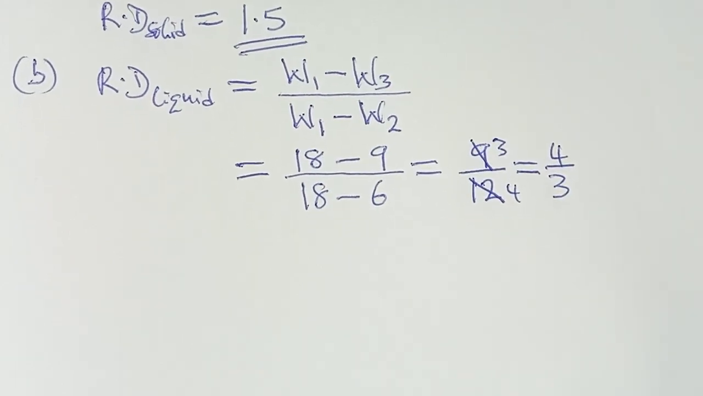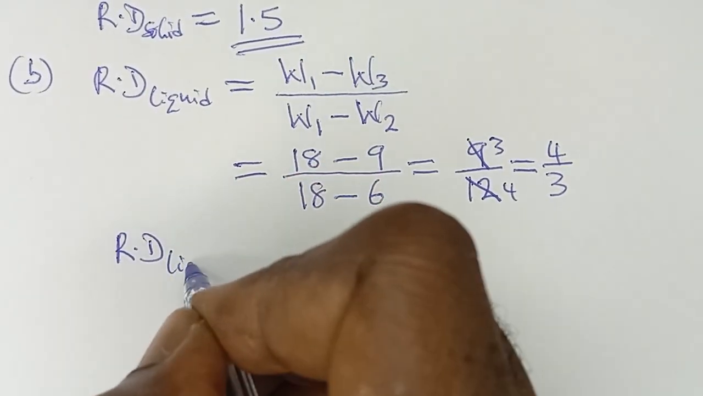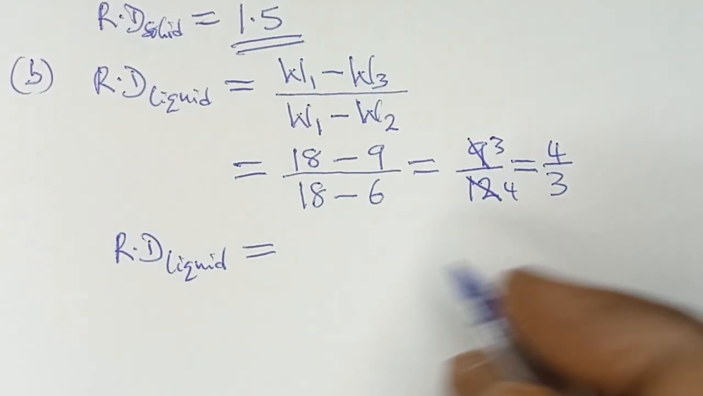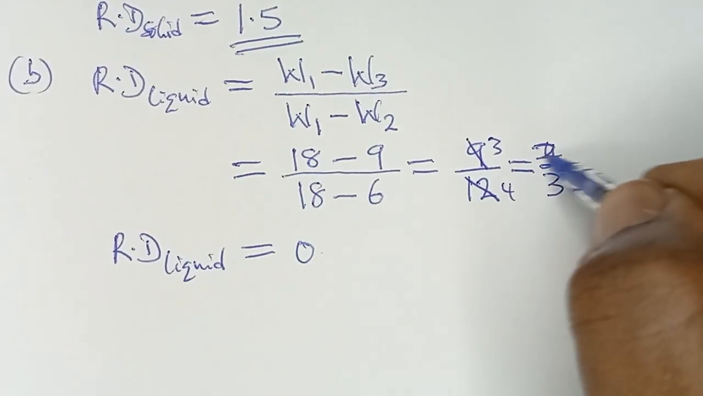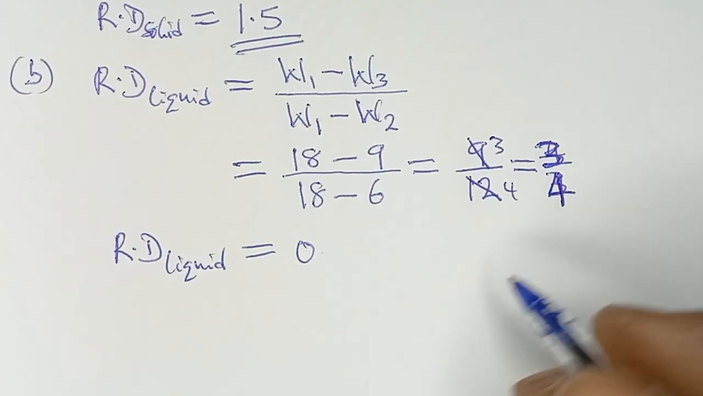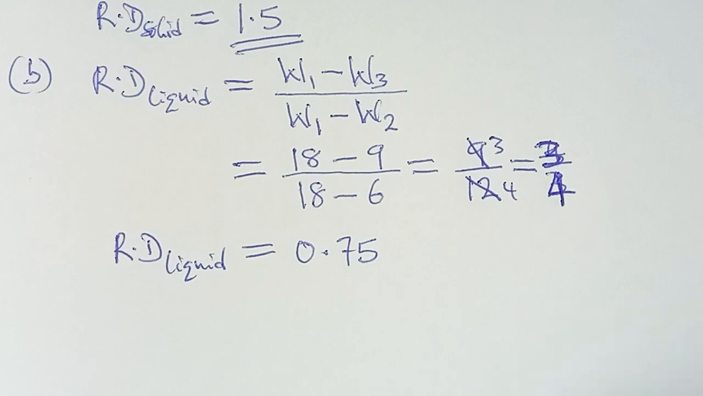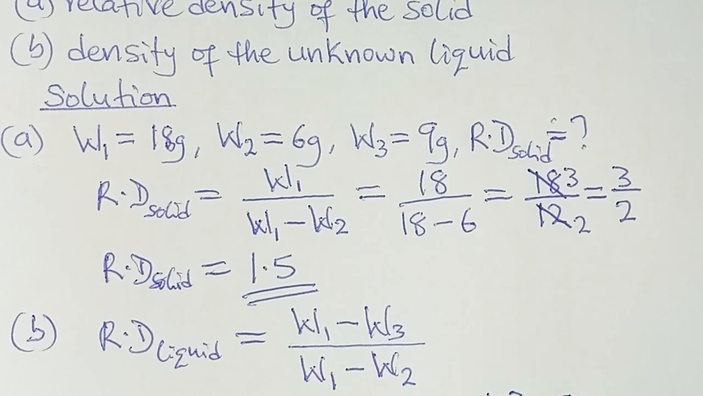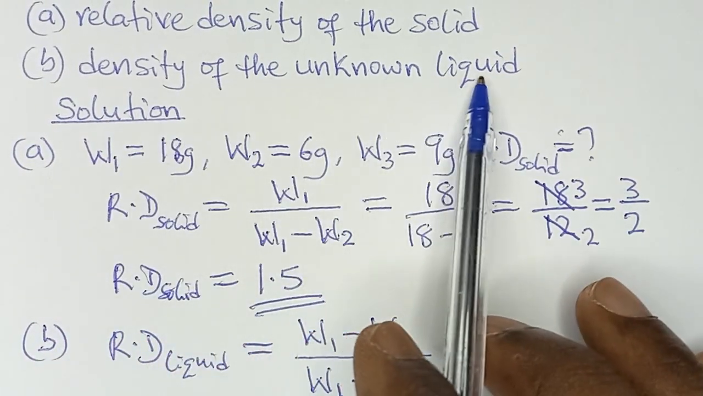And then in decimal form, we can now say the relative density of the liquid is equal to 3 over 4. 3 over 4 in decimal is 0.75. But don't forget, the question did not ask us to find the relative density of the liquid. Rather, it says find the density of the unknown liquid.